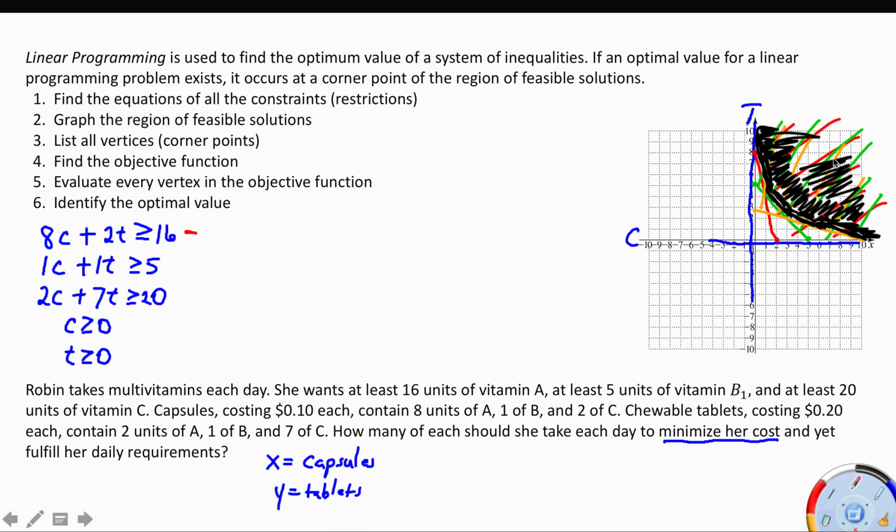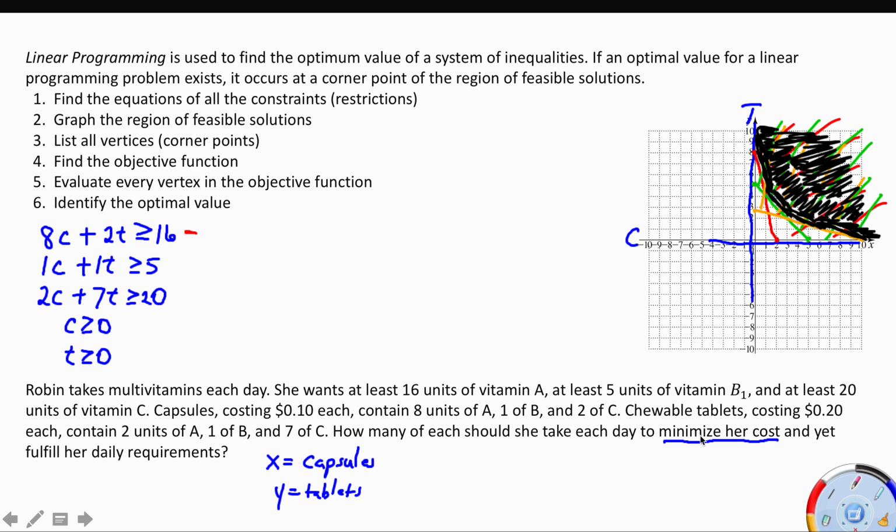So anything in here is feasible. She can take 4 capsules and 7 tablets and get the vitamins she wants. She can take 8 capsules and 4 tablets and get the vitamins she needs. But she wants to get the vitamins she needs at the best price.